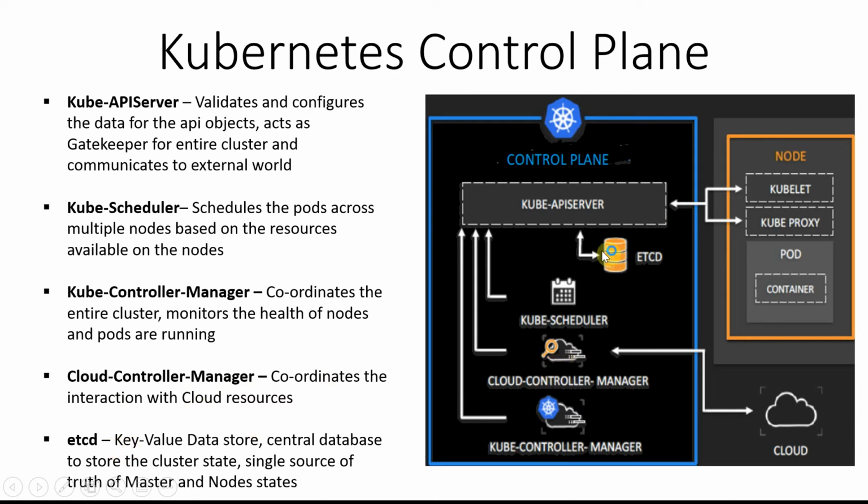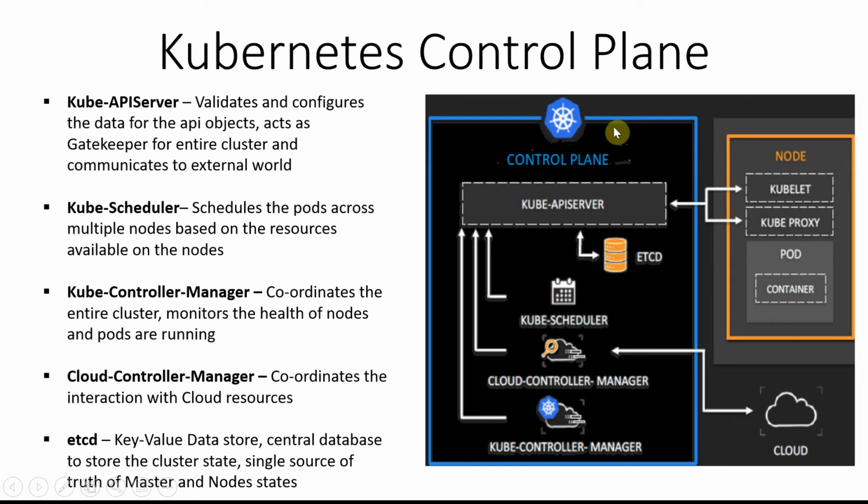And etcd, this is the key-value store database. This is a NoSQL key-value DB. It centrally stores the state of the whole cluster, and it acts as a single source of truth for the master and the node states. So this is all etcd. By the way, you will not be able to directly query etcd. It's a hidden component inside Kubernetes, so you can't even access it directly.